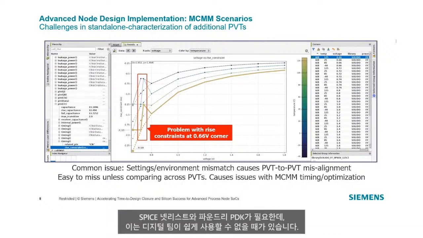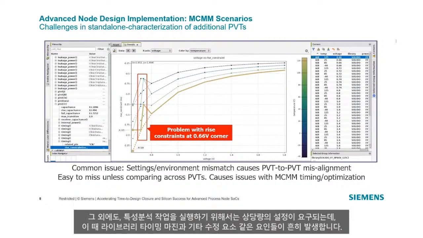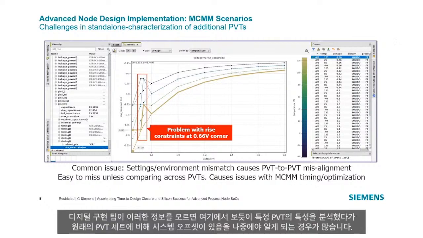Aside from requiring SPICE netlists and foundry PDKs that sometimes are not readily available to digital teams, there is also a significant amount of setup to run a characterization job, which is where factors such as library timing margin and other modification factors are commonly introduced. Without knowledge of this information, digital implementation teams often end up characterizing a certain PVT only to find that it has a systemic offset compared to the original set of PVTs like shown here.